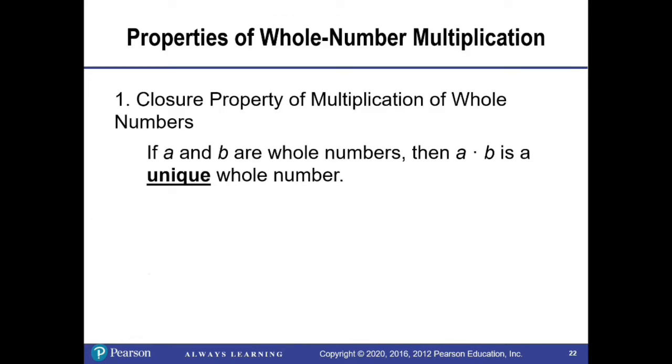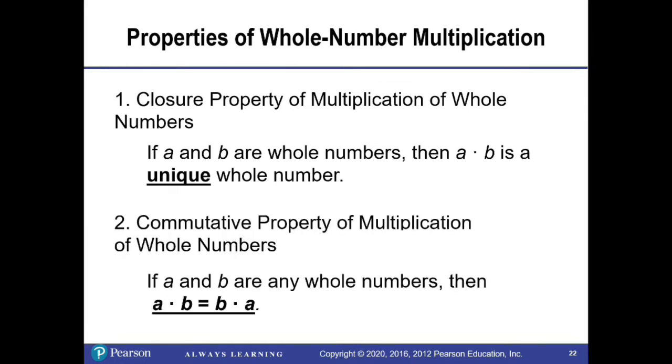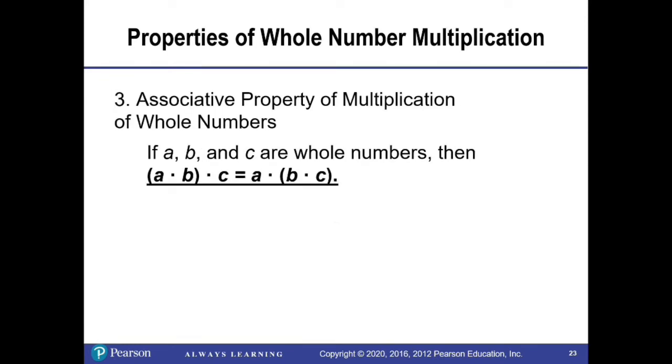Notice that we have many similar properties with multiplication and addition. So we have the closure property of multiplication for whole numbers. If we multiply two whole numbers, then we're going to get a unique whole number. The commutative property also holds for multiplication of whole numbers. When I multiply, the order that I multiply doesn't matter. 2 times 3 is the same thing as 3 times 2. The associative property holds for multiplication of whole numbers as well. Remember, the associative property changes the grouping.